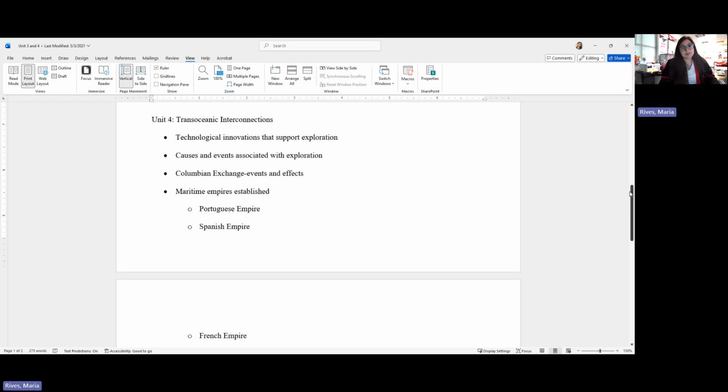So Spain is going to start sponsoring explorers to try to catch up. They sponsor Christopher Columbus, who inadvertently stumbles upon the Americas, and that leads to Spain colonizing much of Meso and Southern America.